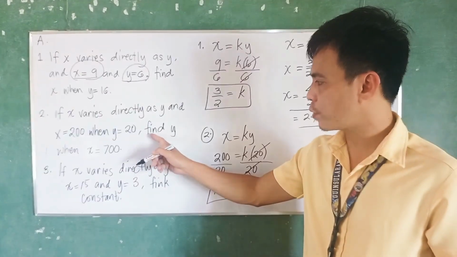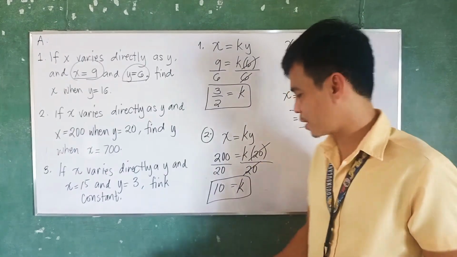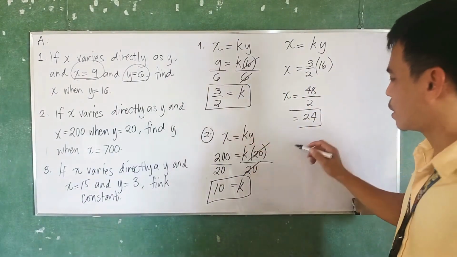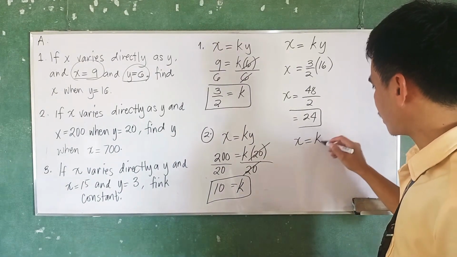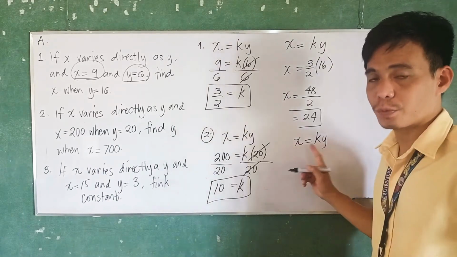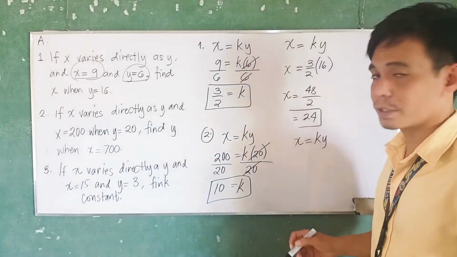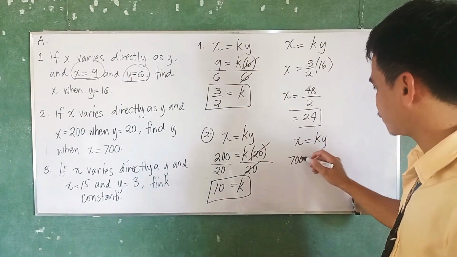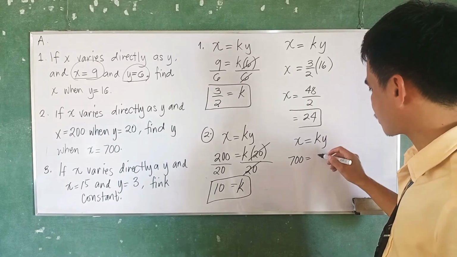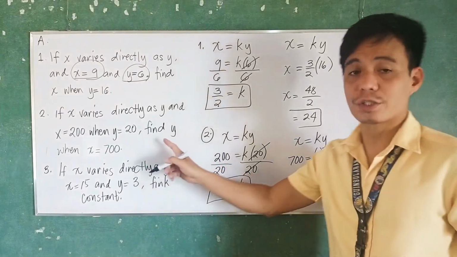Okay, so next situation there is, find your y when your x is 700. So therefore, we can use again our symbol, x is equal to ky. So this is x directly proportional to y. And substitute the second given. So your x is 700, your k there is 10, when your y is missing.